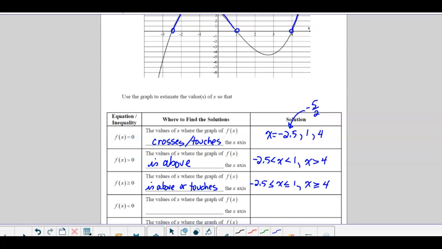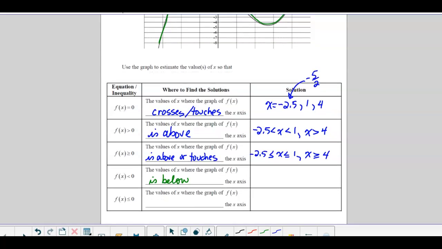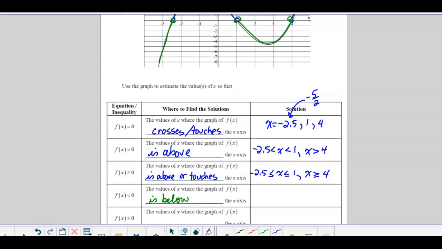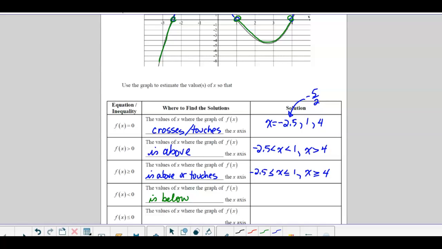Then where is f of x less than 0? So where are the y values less than 0? That's everything below the x-axis. So these would be open circles as well. I'm going to do that in green. So here it is below the x-axis. And what values? That's everything less than -2.5, and then everything between 1 and 4.